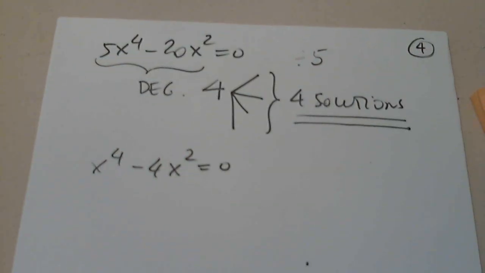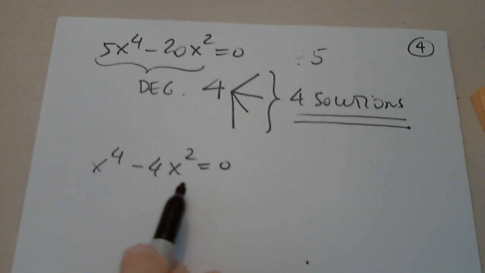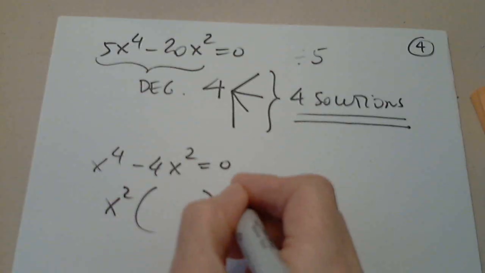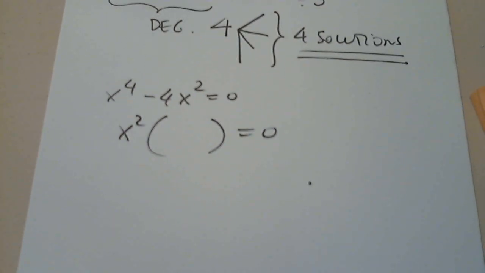Now I will factor out the greatest common factor. Can anyone give us the greatest common factor of these two terms? The greatest common factor is x squared. Indeed. What is left in parentheses?